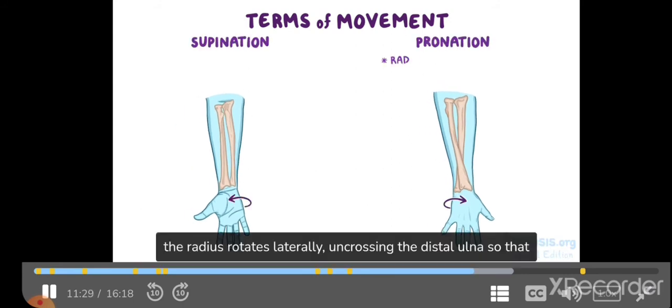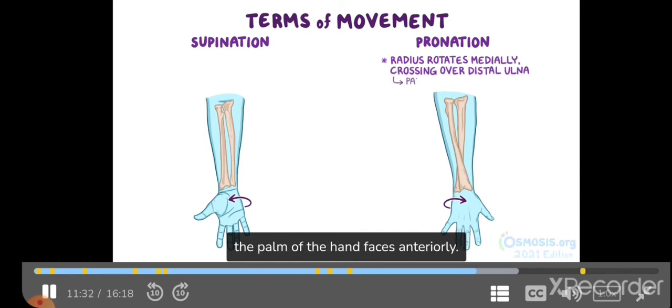During pronation, the radius rotates medially, crossing over the distal ulna so that the palm of the hand faces posteriorly. Supination is the opposite movement, where the radius rotates laterally, uncrossing the distal ulna, so the palm of the hand faces anteriorly. A helpful way to remember these movements is that to hold a bowl of soup, we need to be in a supinated position, while to dribble like a basketball pro, we need to be in a pronated position.